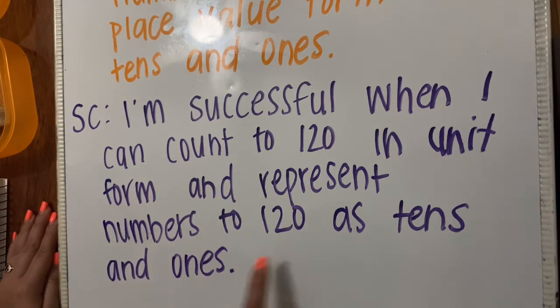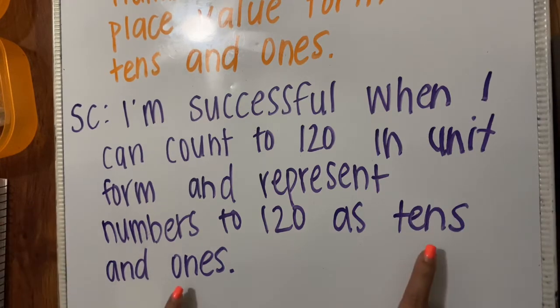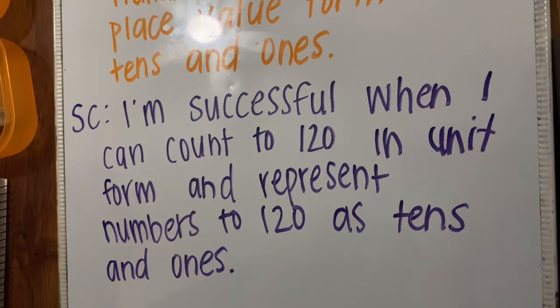So we're working with numbers that can be up to 120, so it can be anything from 1 all the way up to 120. And we're working with our place value charts, and we're still working on tens and ones. All right, let's get started with the concept development.